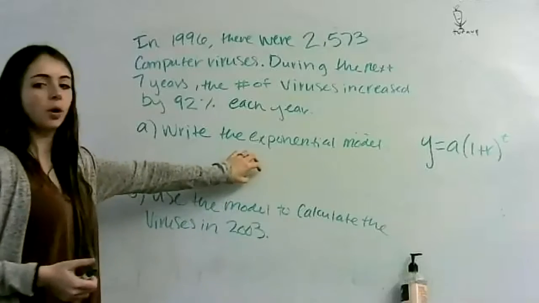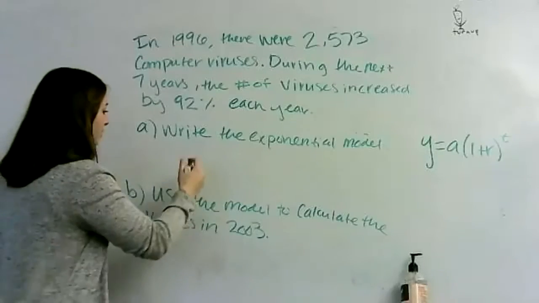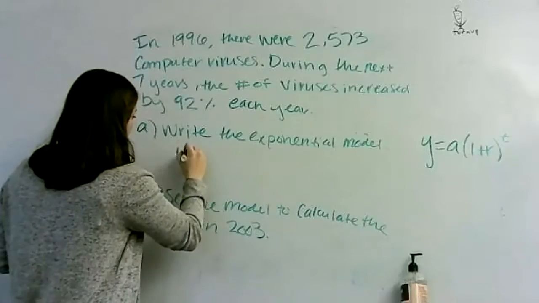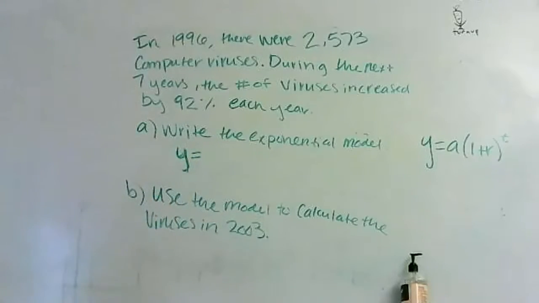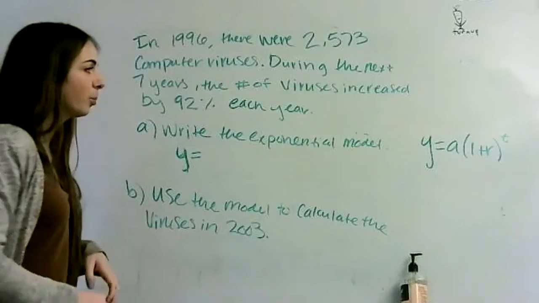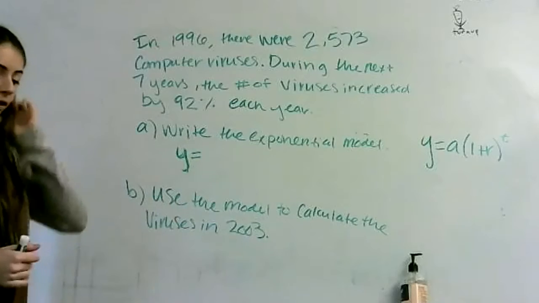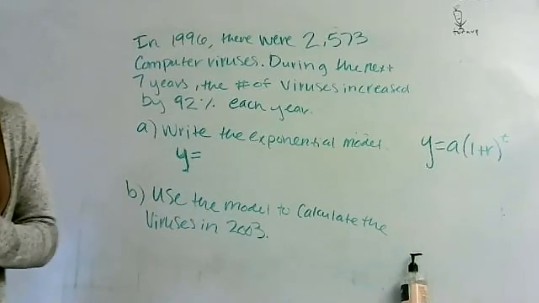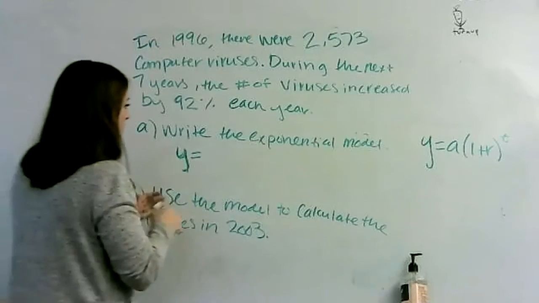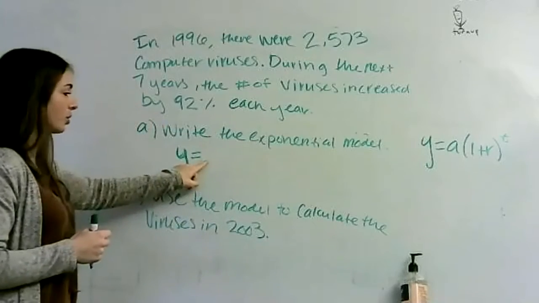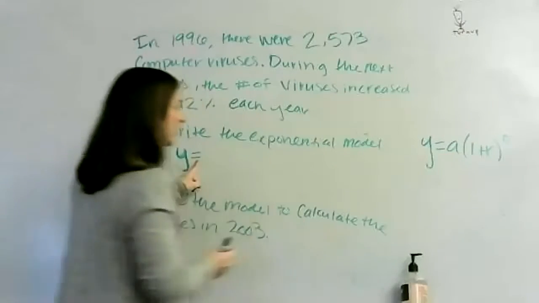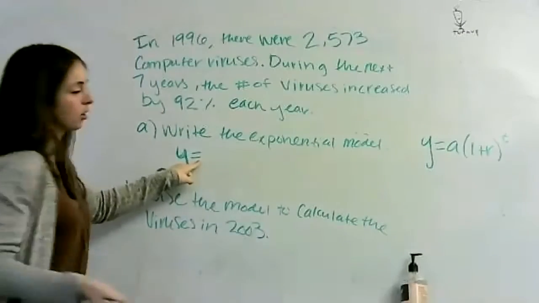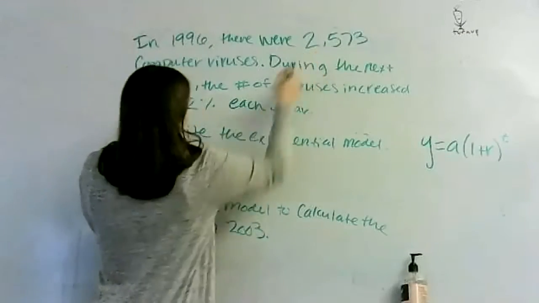So if you're comfortable, go ahead and start trying to write this model. Given what all those variables mean, that A is what you start with, R is your rate, and T is your time, you can try to write a model for it, keeping in mind we don't put a number in for our exponent variable. Okay, so let's write this exponential model. When we're talking about our A value, that is what we're starting with. So how many viruses do we start with? 2,573.